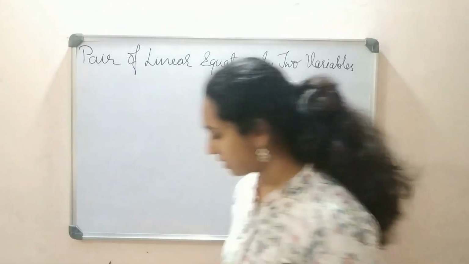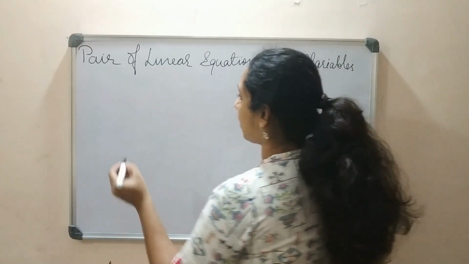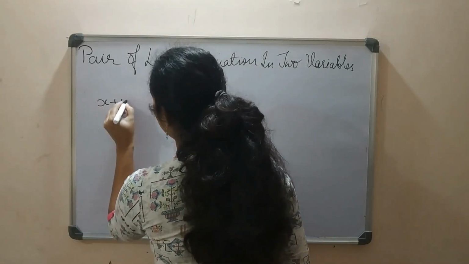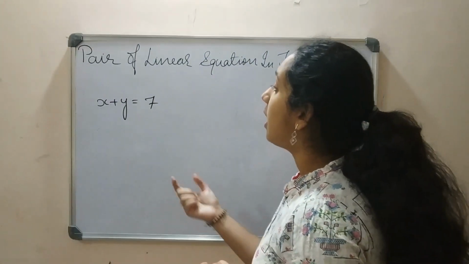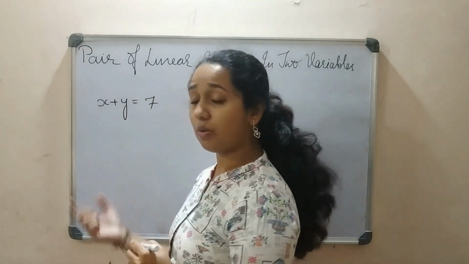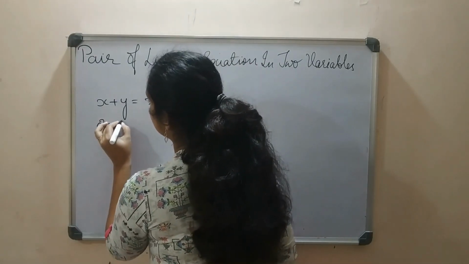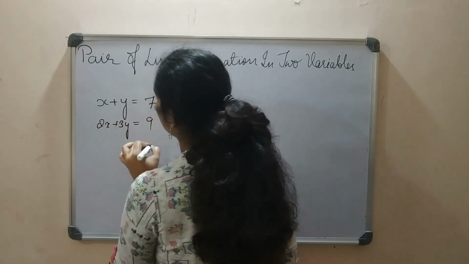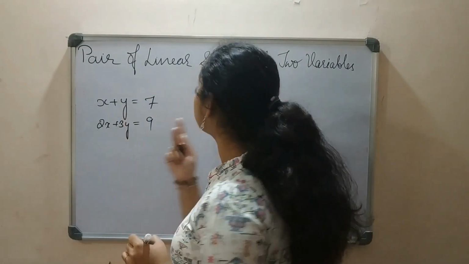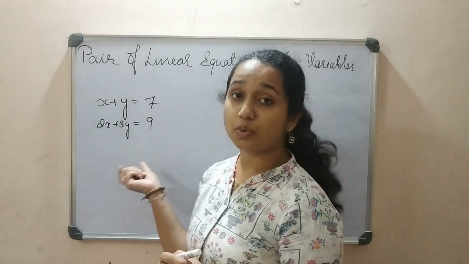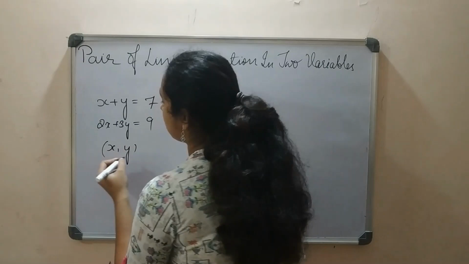Let's start today's class. So we all know, right, what do you mean by linear equation? A linear equation is nothing but x plus y is equal to 7. It's a linear equation, having the two variables x and y. If I have two linear equations, then I can say it as a pair of linear equations in two variables. Those two variables are nothing but x comma y. Okay, so these are the two variables.